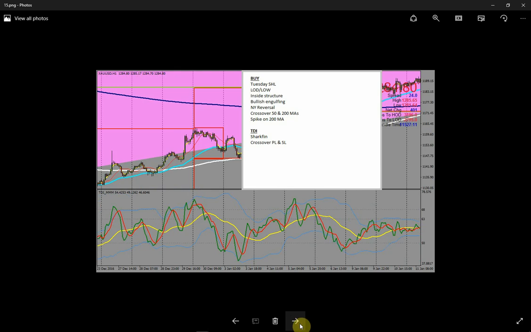And then stay away from counter trending. If you want to be a successful trader, stay away from counter trending. So this was also a very good high probability setup because it was Tuesday, and right on top of that 200 moving average on 1 hour.